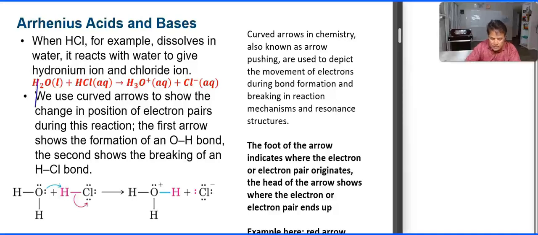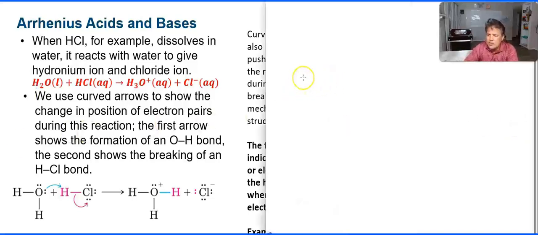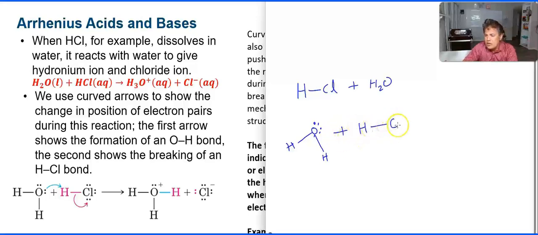HCl, and we are adding that with the H2O. Let's write this in the form of the Lewis structure. H, showing the lone pair. Now let me show the lone pair here. Plus H and Cl, right? Cl has 1, 2, 3, 4, 5, 6 lone pairs.